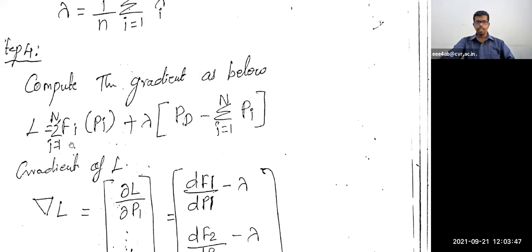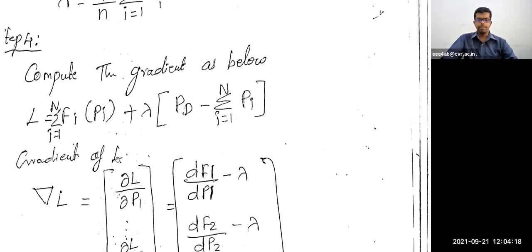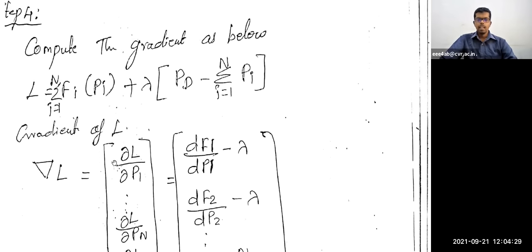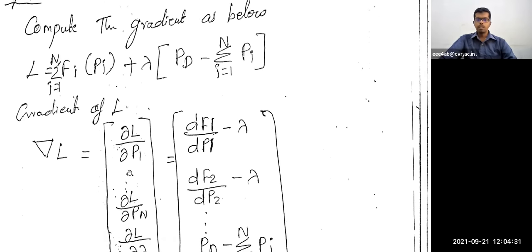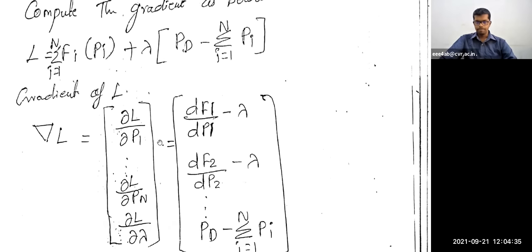So PD minus PI. So we are neglecting this demand. We are considering this demand might be very large, so we are neglecting the demand. And what we are doing is differentiating Lagrange's function with respect to the power generating units, that is, dou L divided by dou P1. So gradient of L is nothing but dou L divided by dou P1, dou L divided by dou P2, up to dou L divided by dou Pn.